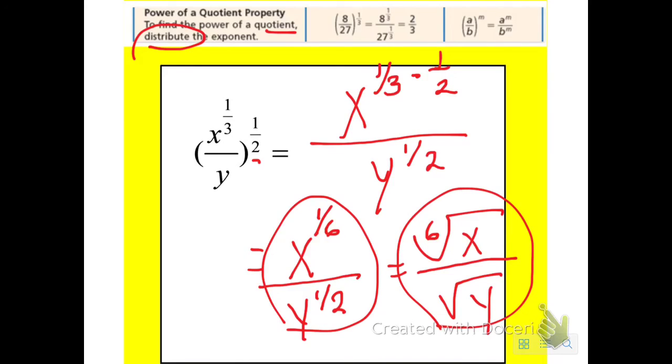So we're going to work some more on these. Of course, they'll be more complicated in class, but that gives you a good idea of what each property allows you to do.